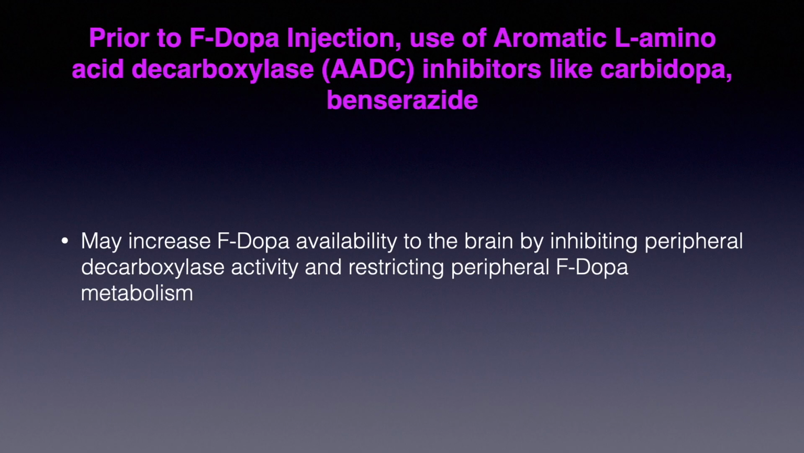Before F-Dopa injection, use of aromatic L-amino acid decarboxylase or AADC inhibitors like carbidopa and benserazide may increase F-Dopa availability to the brain by inhibiting peripheral decarboxylase activity and restricting peripheral F-Dopa metabolism.